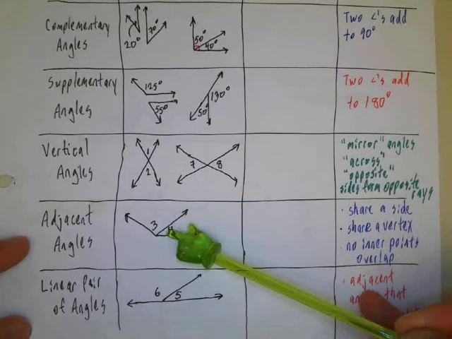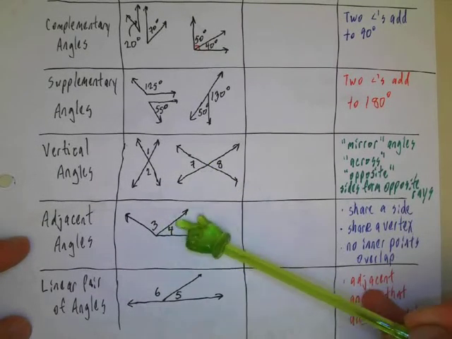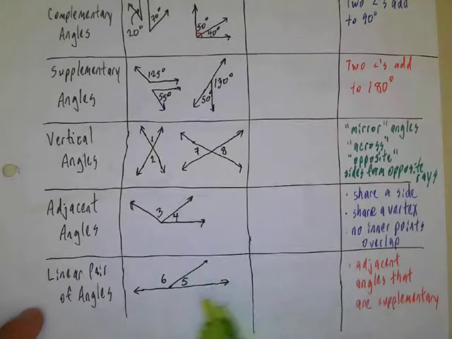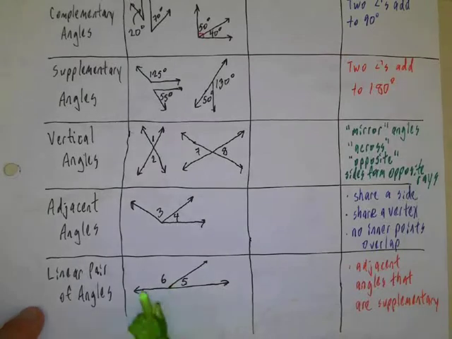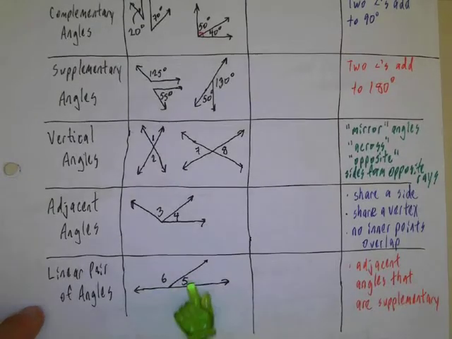Adjacent angles are just 2 angles right next to each other sharing a vertex. Linear pair are 2 angles supplementary and adjacent at the same time. So they together make 180 degrees.